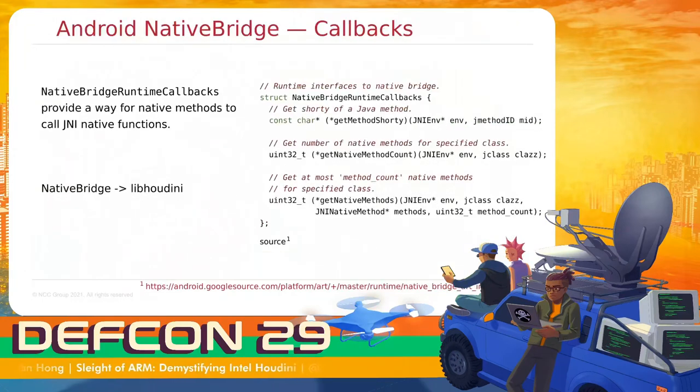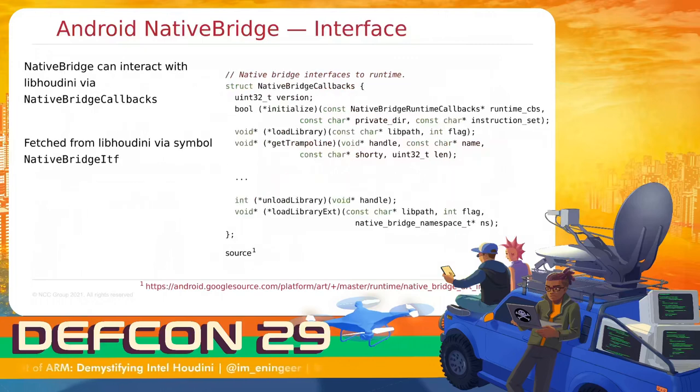So the first callback interface from Native Bridge is the Native Bridge runtime callbacks. It's quite simple, but it's passed from Native Bridge to our libhoudini binary, so that libhoudini can find and call native functions on the Android side or the Native Bridge side. The second, more interesting callback interface is the Native Bridge callbacks, and this is kind of like the opposite. It provides a way for our Native Bridge to call functions in our libhoudini binary.